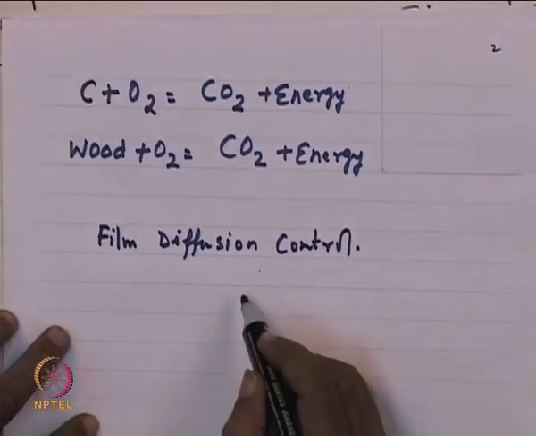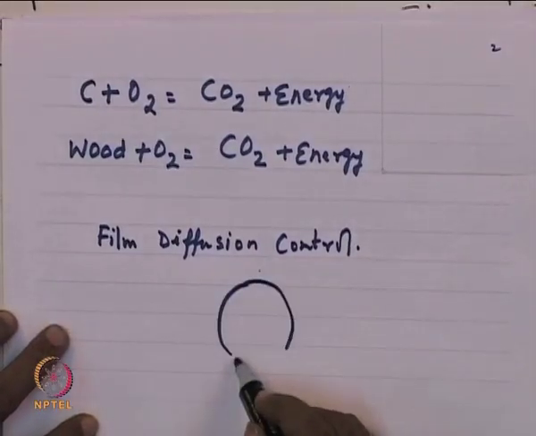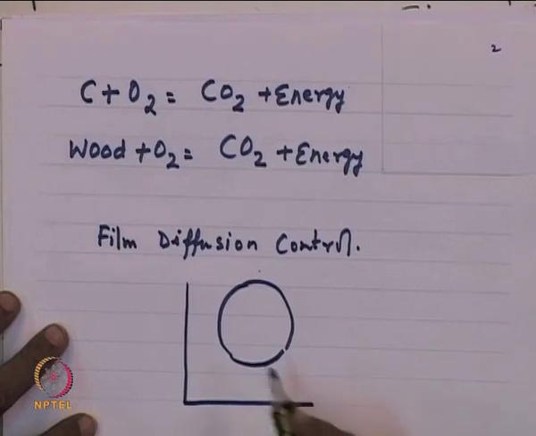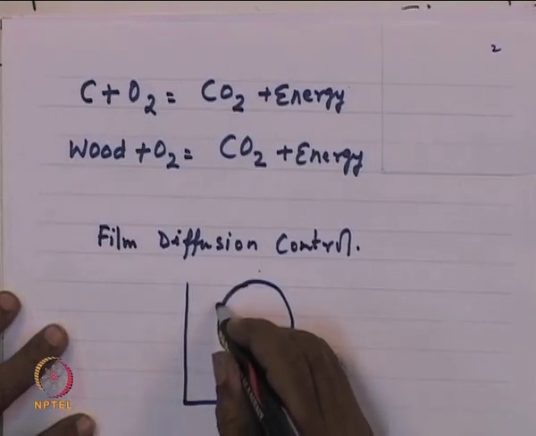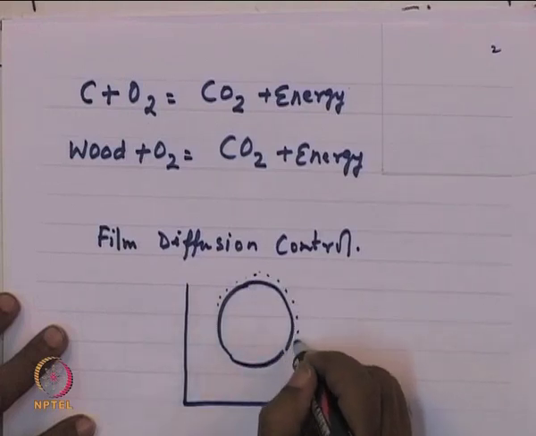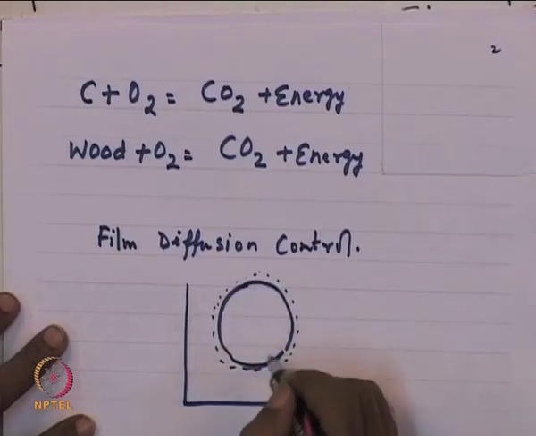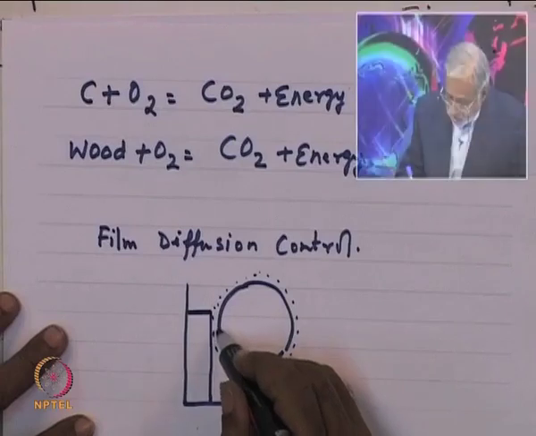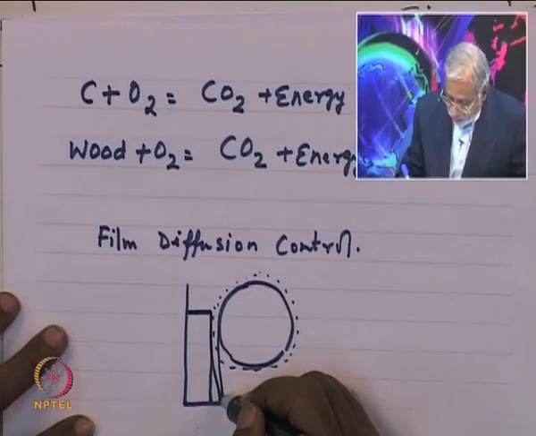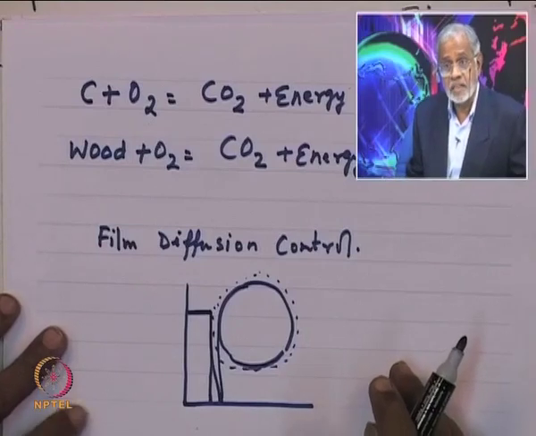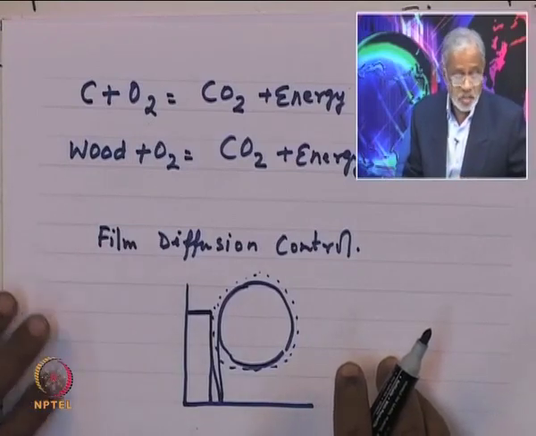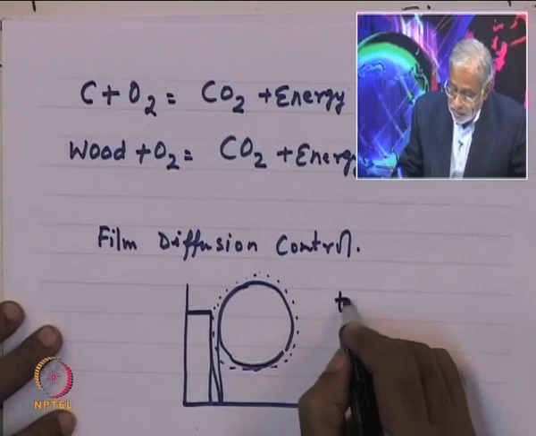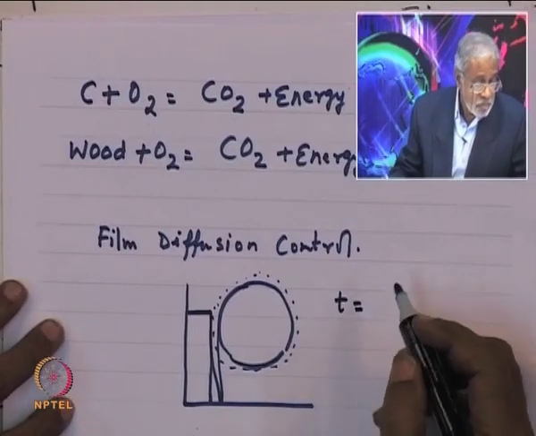Under which we said if there is a particle, the resistance to supply of gas is in the external film, and therefore the rate at which chemical reaction occurs is essentially determined by this concentration, all the concentration drop occurs in the external film. So, the rate at which chemical reaction occurs is determined by the resistance in the external film. We have considered this case and we have found out how the complete time for chemical reaction is governed by T.